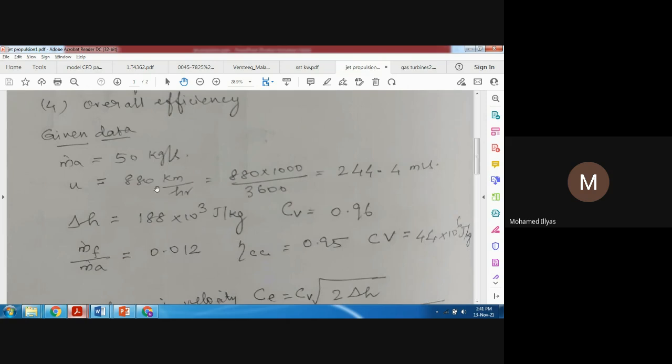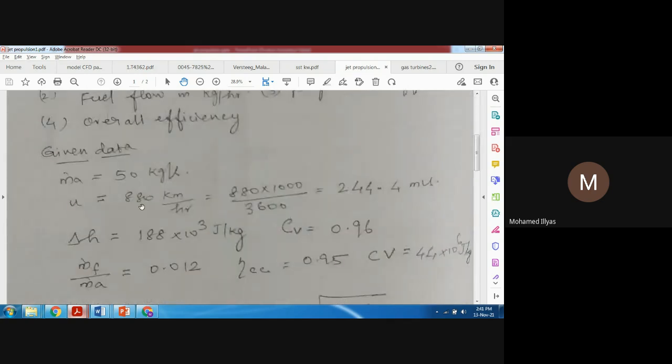It's normal. A normal passenger aircraft speed is around 900 to 1200 km per hour, that is the normal range. So it is 800 km per hour and we can convert into meters per second. We need only meters per second, correct? So kilometer into 1000 we'll get meters. To convert into seconds, it is in hour, so dividing by 3600, we'll get 244.4 meters per second.